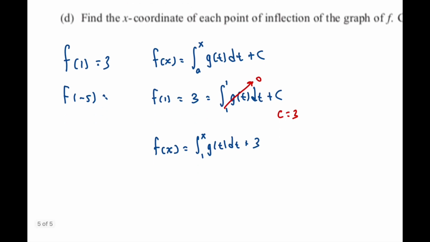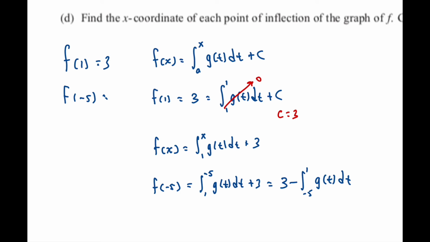We want f of negative 5. So f of negative 5 is equal to the integral from 1 to negative 5 of g of t dt plus 3. Or, recognizing that those bounds are reversed, this is 3 subtract the integral from -5 to 1 of g of t dt. Let's evaluate this integral. That's the area under the curve from -5 to 1 of g of t dt.